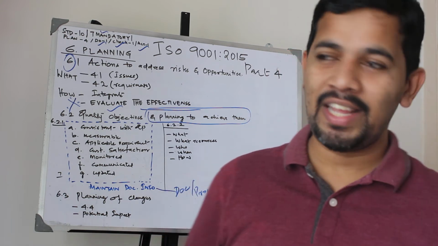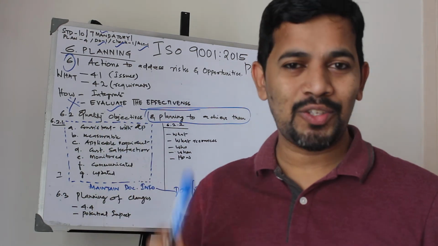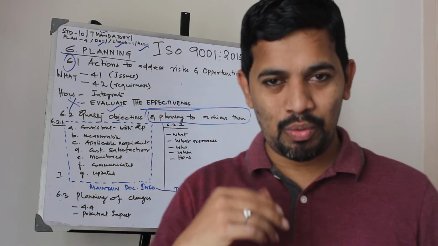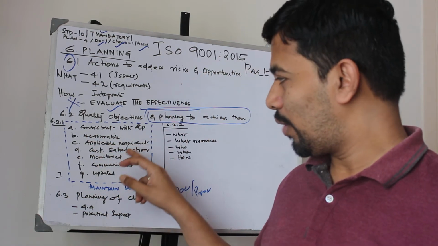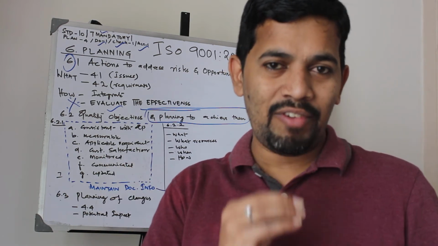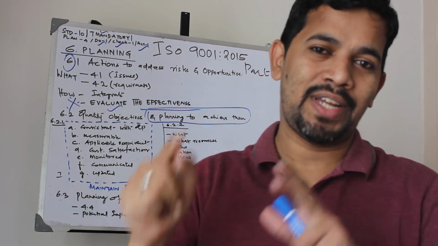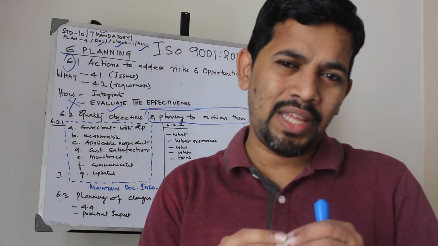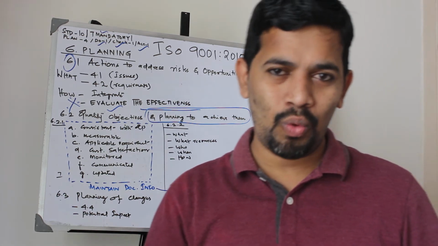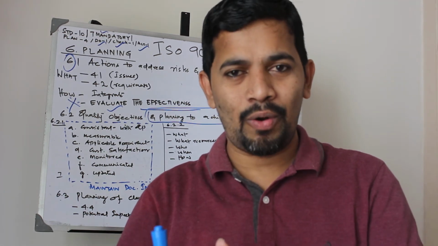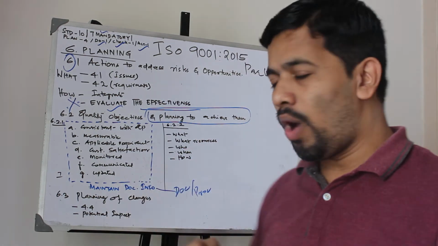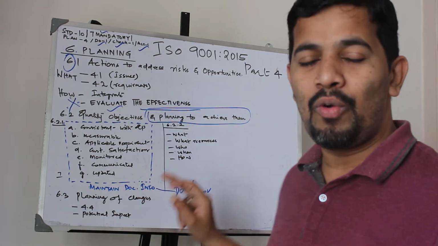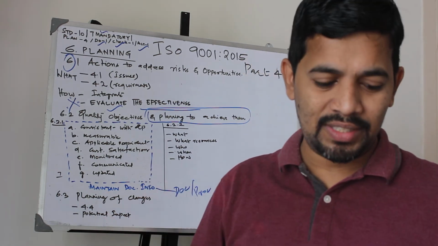But these are all the guidelines. It has to be consistent with the quality policy, it has to be measurable, it has to meet the applicable requirements, and it has to have an element called customer satisfaction. It has to be monitored, communicated, and updated. These are all basic things. What was before in ISO 9001:2008, they carried over here. The only addition is what will be done, what resources are needed, who will do it, when it will be done, and how it will be evaluated. All of these things are necessary.